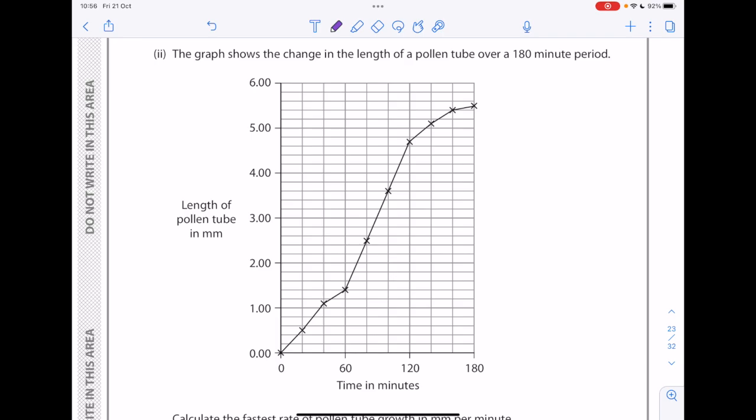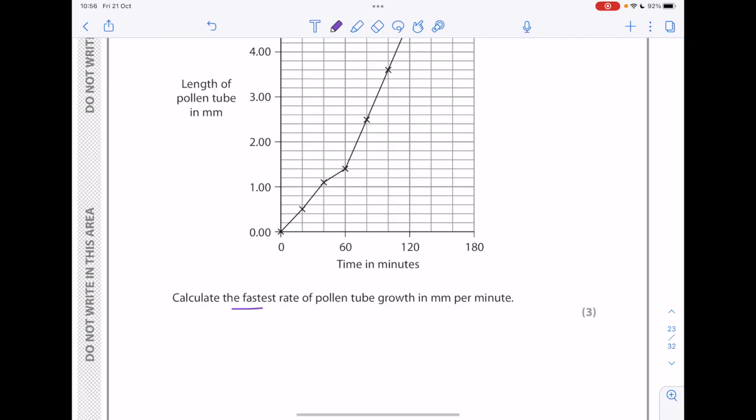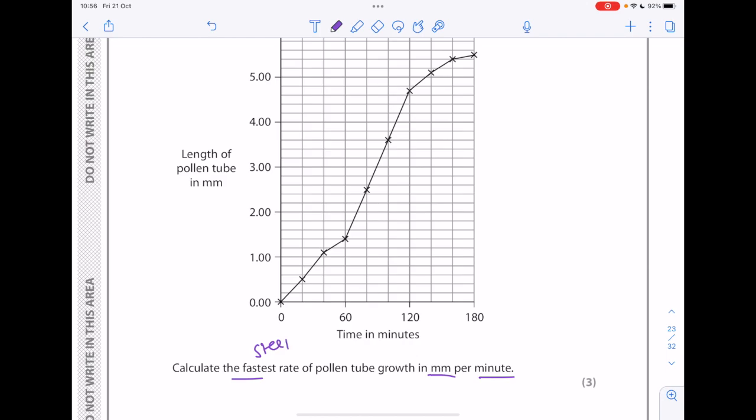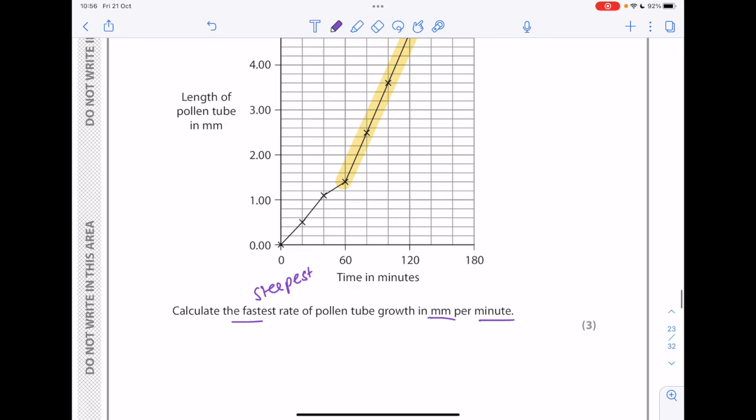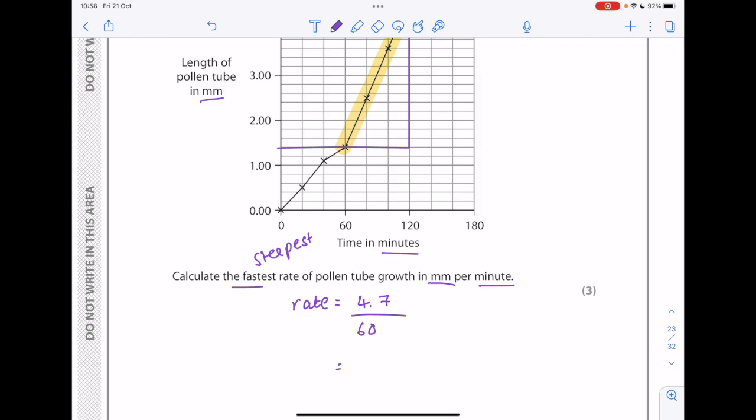The graph shows the change in length of a pollen tube over a 180-minute period. Calculate the fastest rate of the pollen tube growth in millimetres per minute. 3 marks. So the fastest is the steepest portion of our graph, which is here. In order to find the rate, we have to do the gradient. So our change in y here is 4.7. Our change in x is 60. So it's grown 4.7 millimetres in 60 minutes. So actually that will give us our growth in millimetres per minute if we just pop that into our calculator to get a value of 0.055.